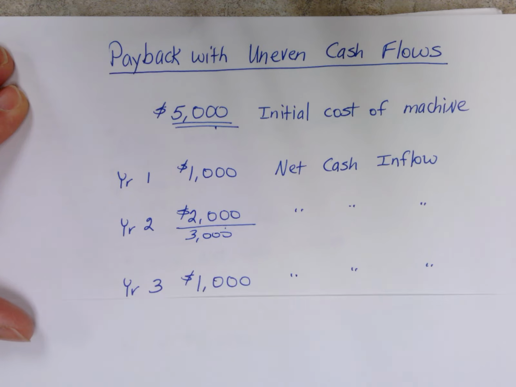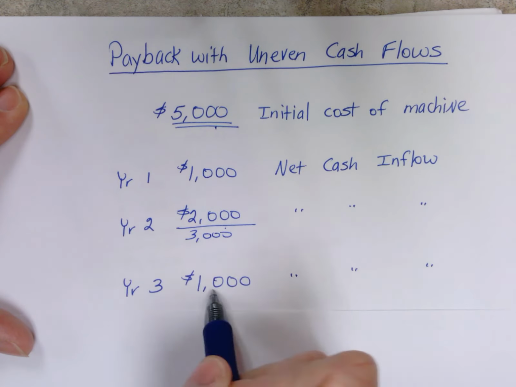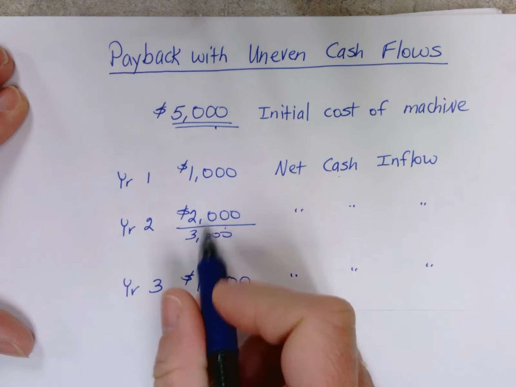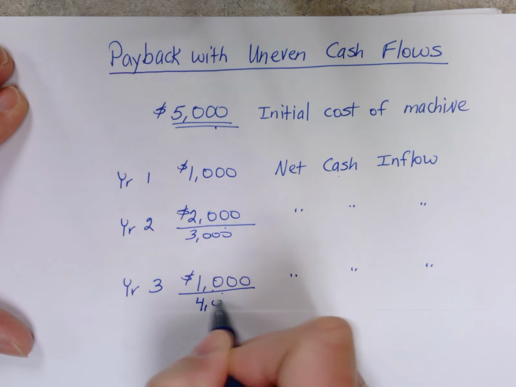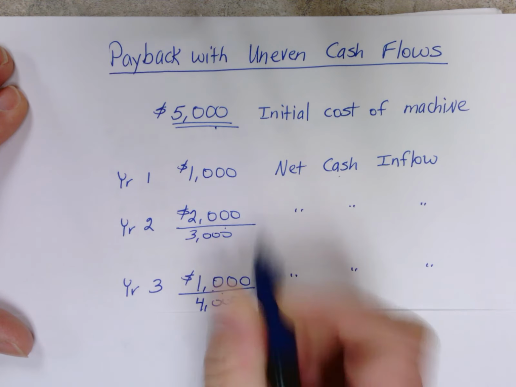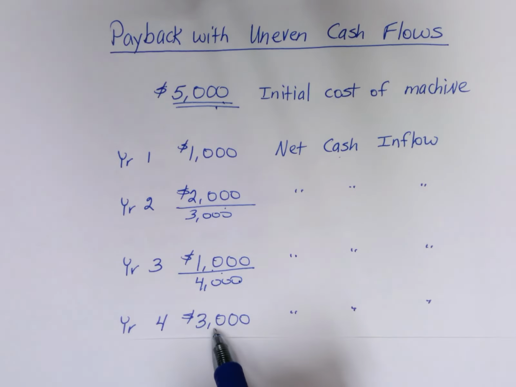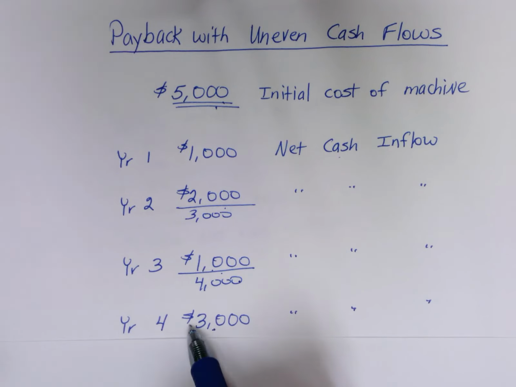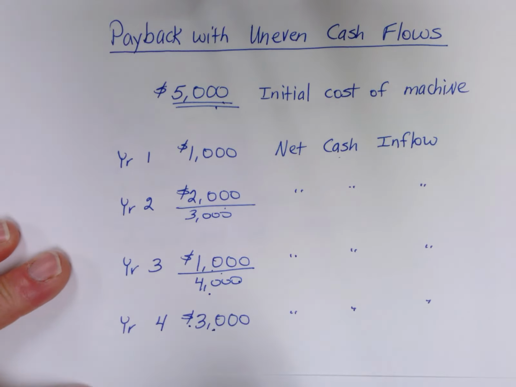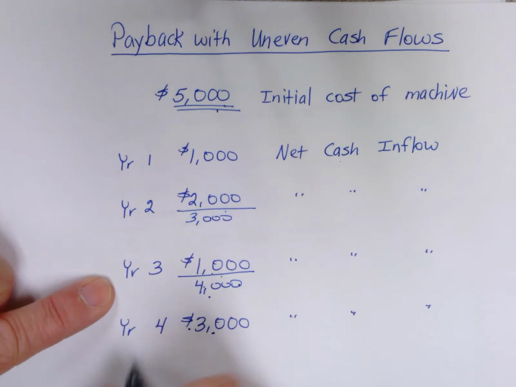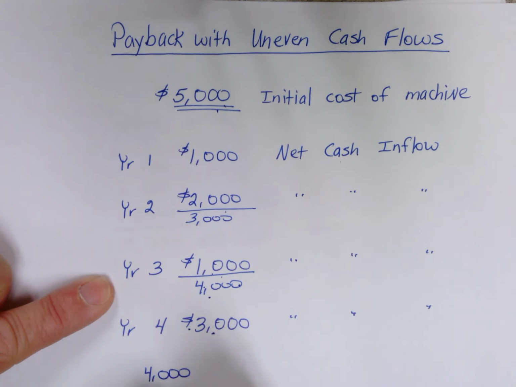So we go on to year 3. There's another 1,000 net cash coming in year 3. Accumulate them. Have we achieved payback yet? 4,000. Nope, not quite up to 5,000 yet. So we go a little bit into year 4. Okay, it looks like year 4 has sufficient cash flow that we will achieve payback partway through year 4. So we're sitting at $4,000 benefit at the end of year 3, right? Cumulative at the end of year 3.